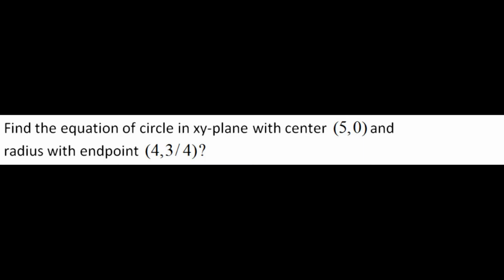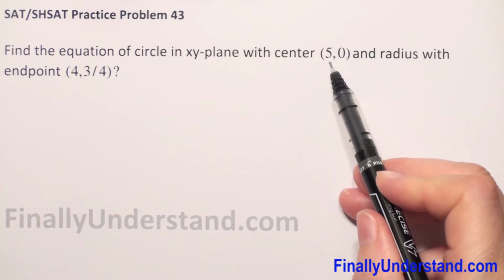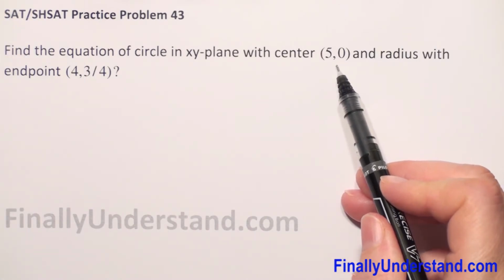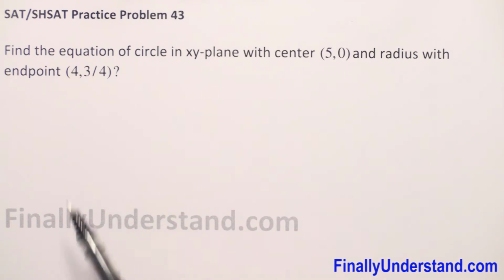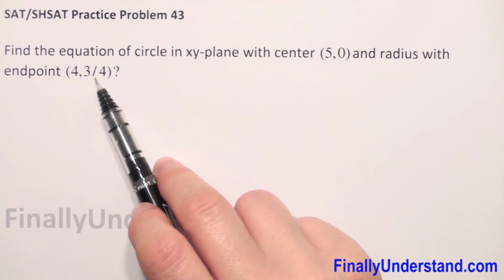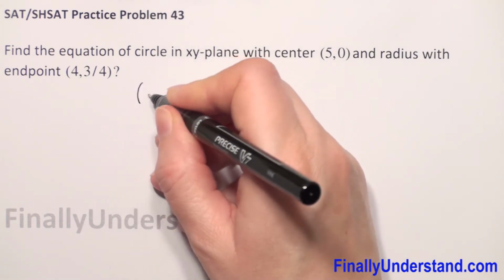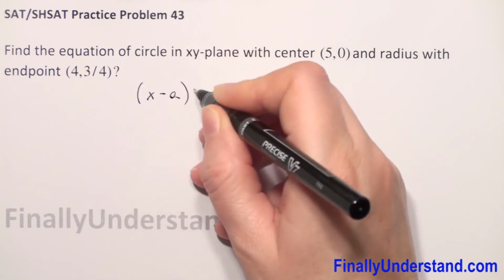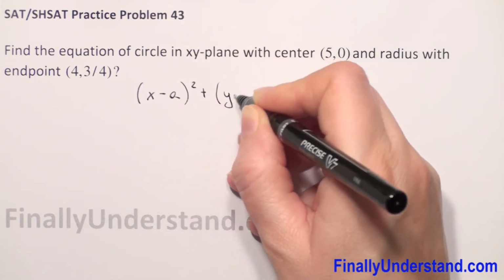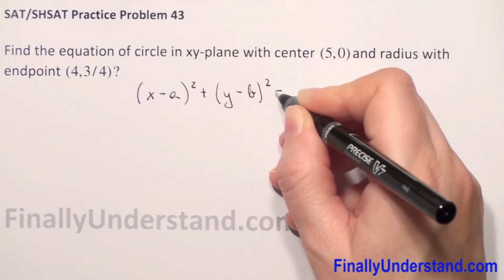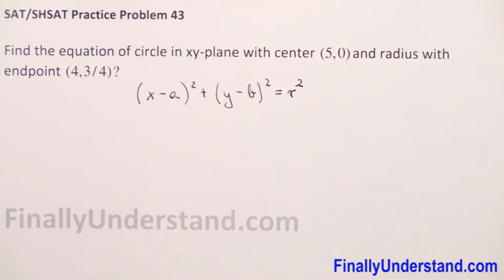Find the equation of the circle in the xy plane with center at the point (5, 0) and a radius with endpoint (4, 3/4). We have to find the equation of the circle. Let me remind you the formula for the equation of a circle is (x minus a) to the second power plus (y minus b) to the second power equals r to the second power.